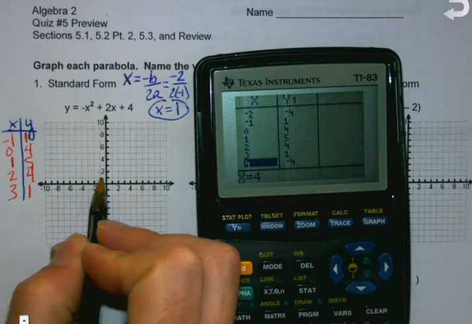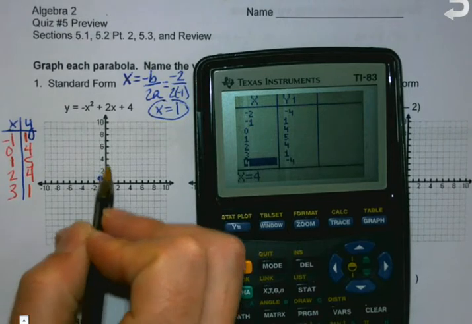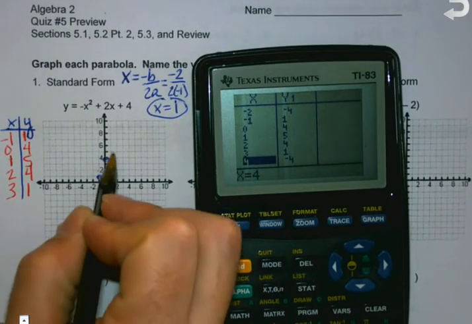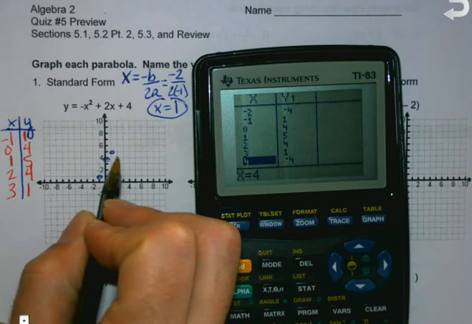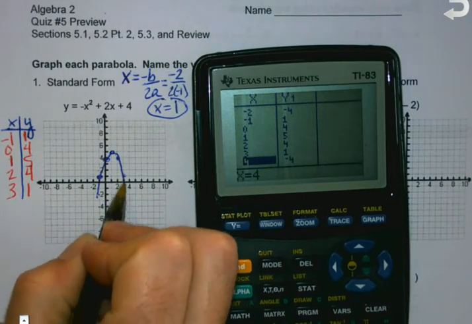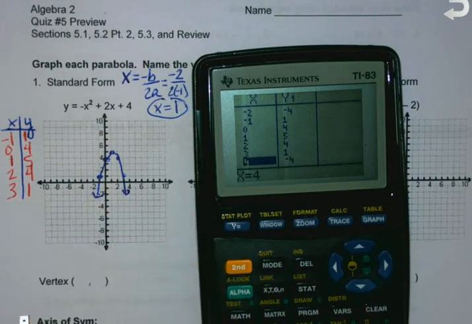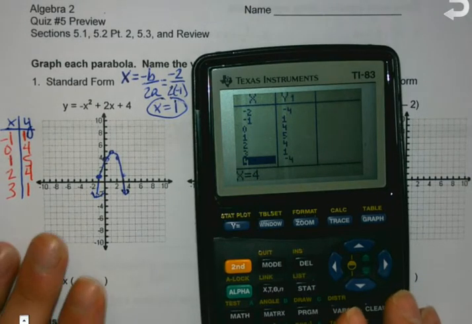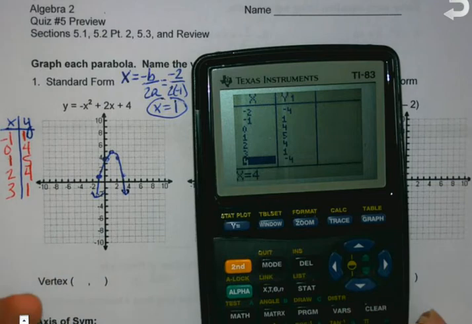So then I can just go ahead and plot my point. And draw my parabola in. Again, parabolas should be U-shaped and they should be symmetrical. So I'm just saying, that's what I should be doing. Again, that's the longest one. With the calculator, it's not really that long.